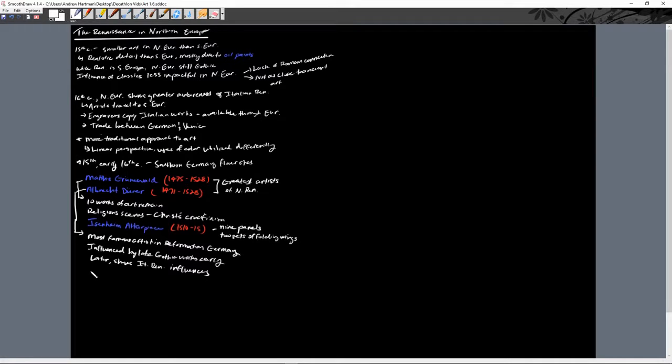And so his style combines the naturalistic detail of the Northern artists, which again is a key component of the Northern Renaissance, and the theoretical ideas of the Italian artists, the theory of art that we see in the Italian artists. He travels to Italy to study the key works of the era, and then brings that back to Germany.